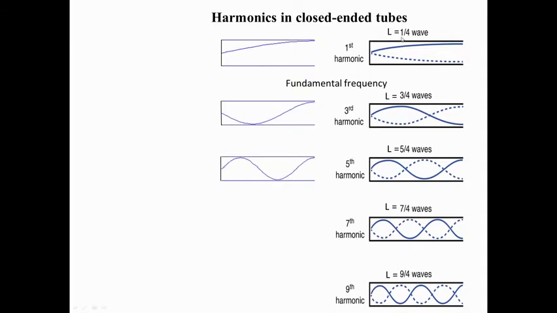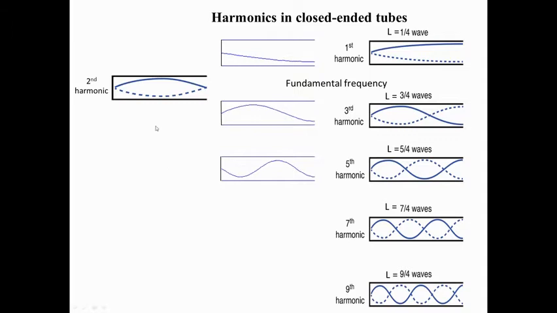So what we end up with is a fourth of a wave, 3/4 of the wave, 5/4 of the wave, 7/4 of the wave. Where are the even numbers? Where's the 2/4 and the 4/4? Well, if we were to draw those, they would look like this.